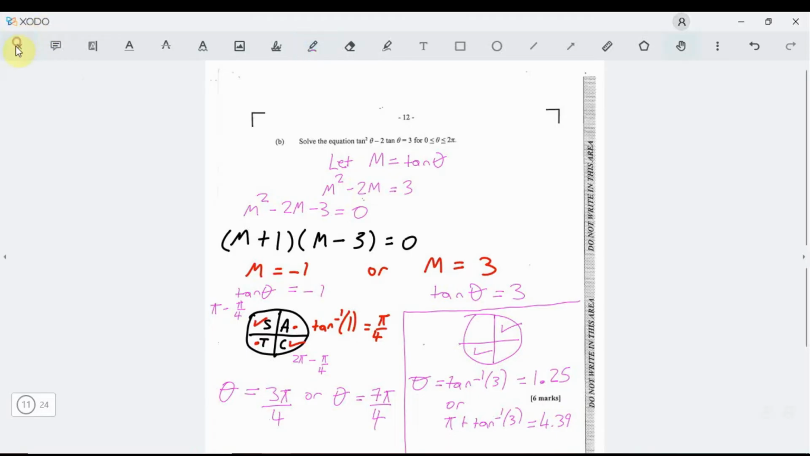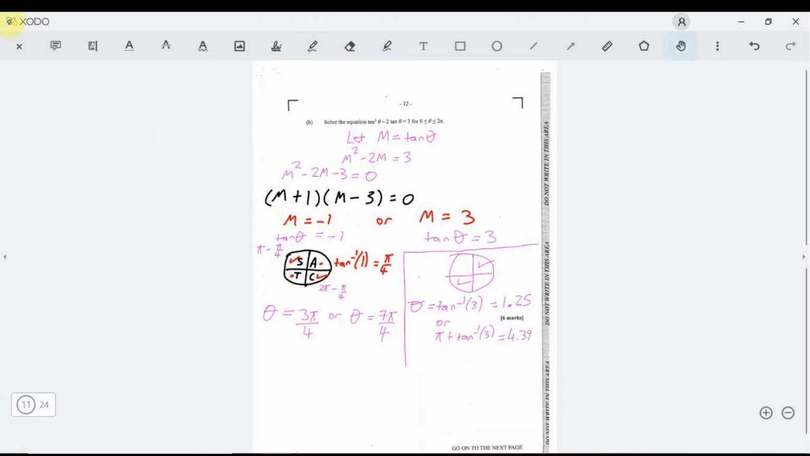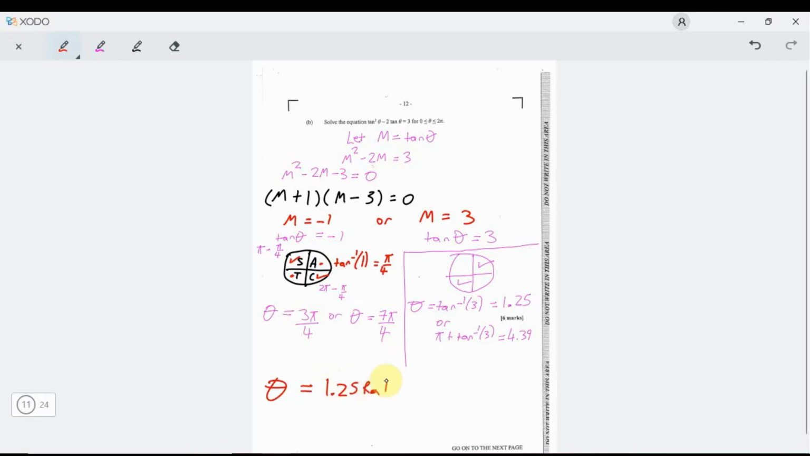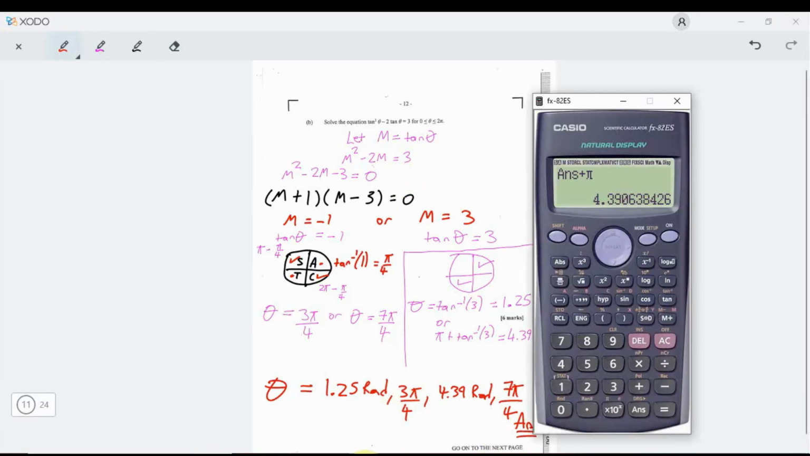So all our final answers, I'm just going to write all the final answers right here now. So in that case, theta is equal to 1.25 radians, or it is 3 pi over 4, or it is 4.39 radians, or it is 7 pi over 4. These are our answers. Let's check it out. Check it and see if it works. So this is how we check it.